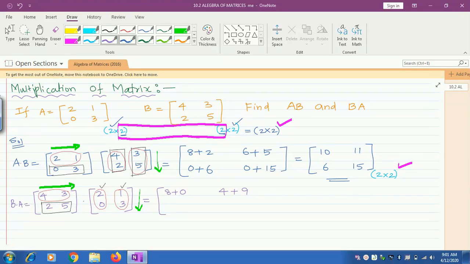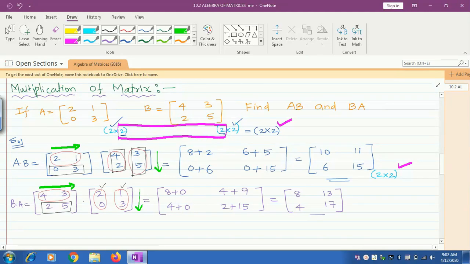So what is this? 2 into 2, 4, plus 5 into 0, this is 0. And here next 2 into 1, 2, plus 5 into 3, which is 15. So final answer is 8, 13, and here 4 and 17. So this is your answer. And what is the order of this matrix? This is 2 cross 2.